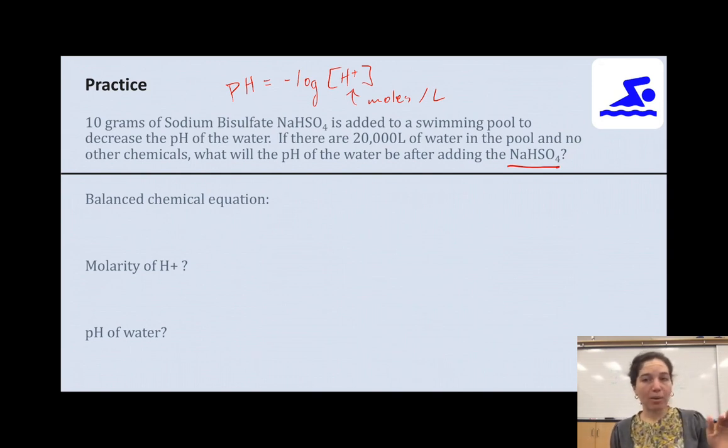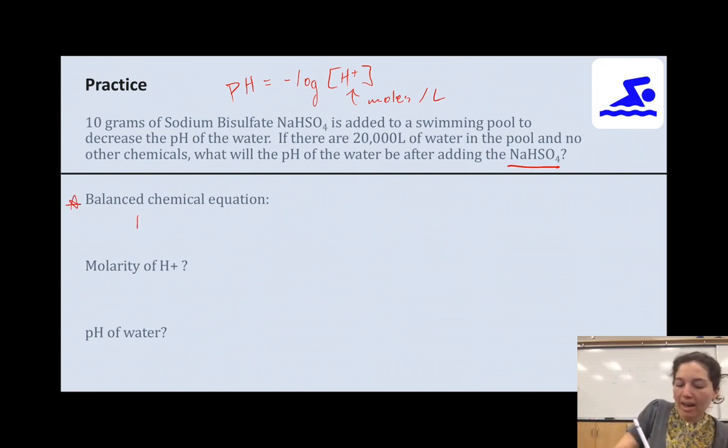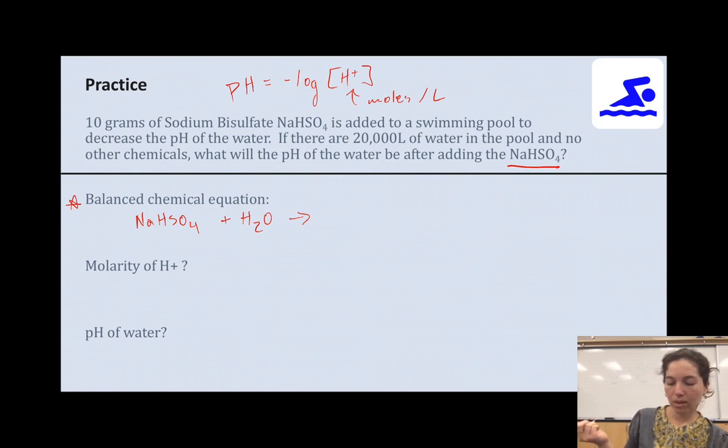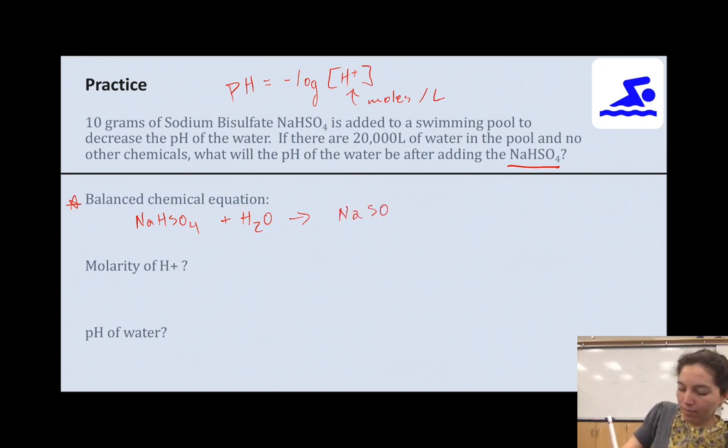We're going to go step by step through this one to solve it. First things first, what would be the balanced chemical equation when you add this NaHSO4 to the water? What's going to happen to this ionic compound? How will it break apart in order to decrease our pH? The thing that we learned about acids is that acids decrease pH by liberating H+ ions. So that's what's going to happen here. We're going to see that this NaSO4 loses its little hydrogen right here, plus H+.